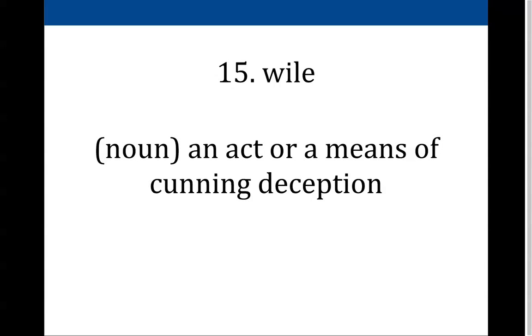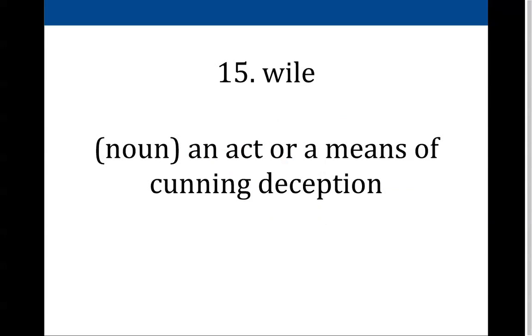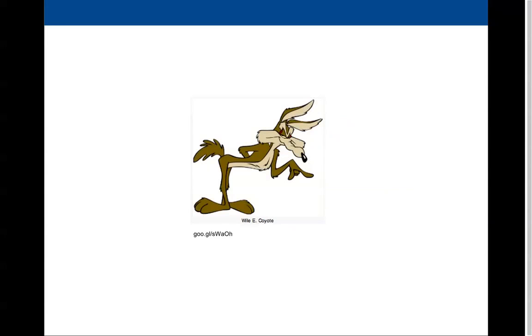And when I think of this, I think of Wile E. Coyote, because the whole premise of this show is that this coyote thinks he's very cunning, and tries to constantly deceive the roadrunner or catch the roadrunner or what have you, and always fails. So it's kind of this ironic spin on this word, which means an act of cunning deception, because in reality, he's actually not that effective in being cunning or deceptive.